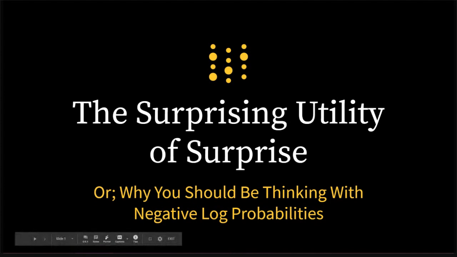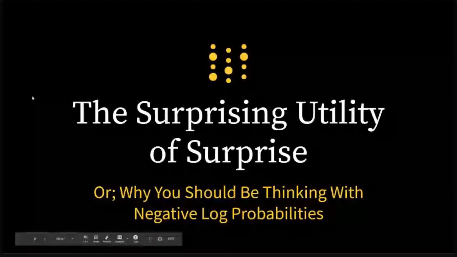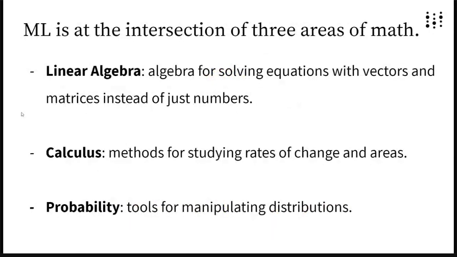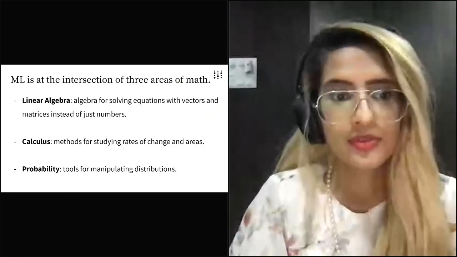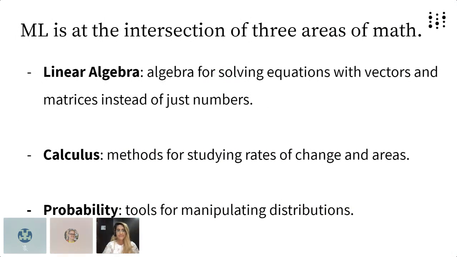So what I'm going to talk about today is something less practical and more connected to the mathematics of machine learning, which is why you should be thinking with negative log probabilities instead of probabilities. Machine learning is at the intersection of three separate areas of math, at the very least, but the most fundamental ones are definitely these three: linear algebra, calculus, and probability. These are old and storied types of mathematics.